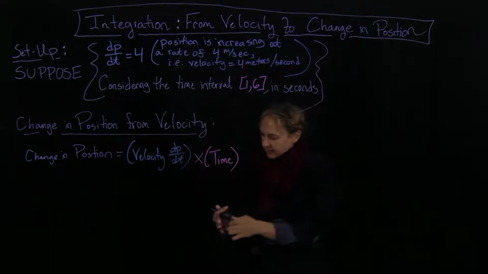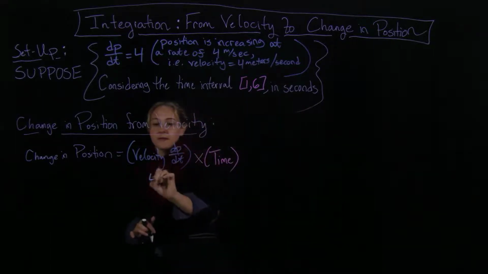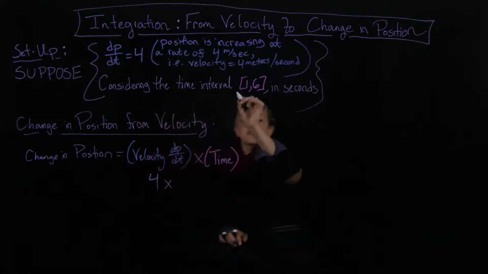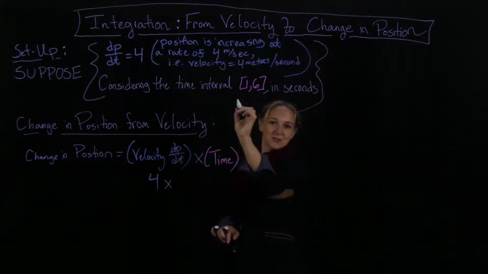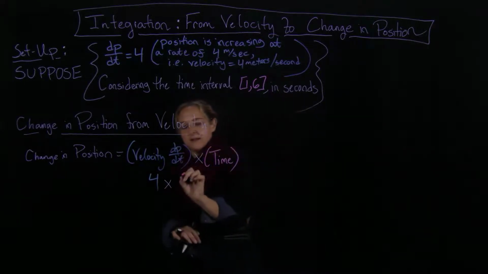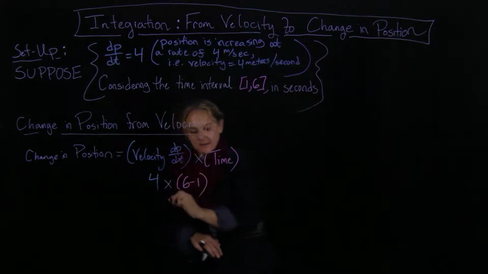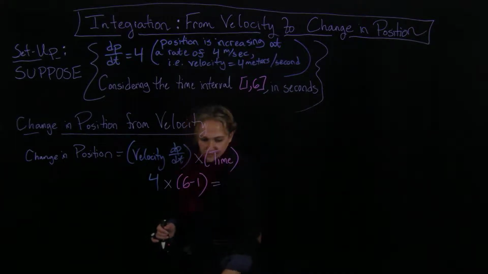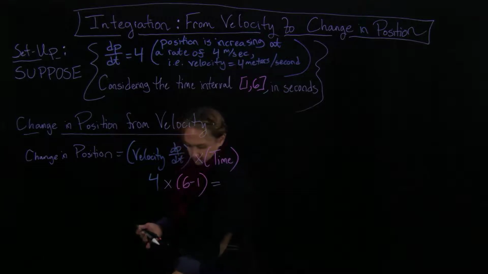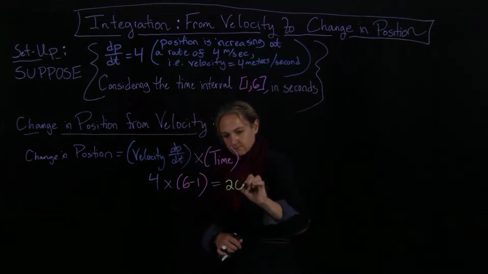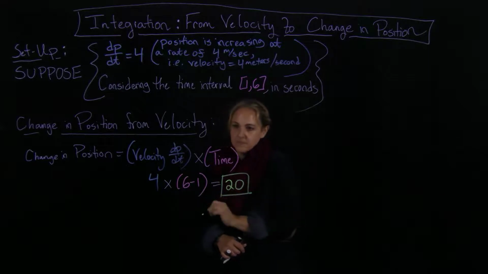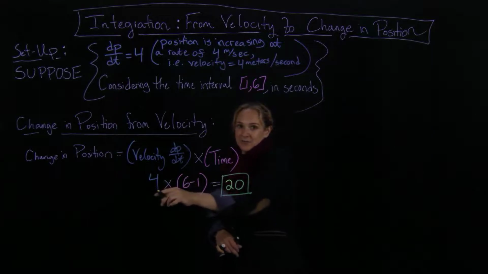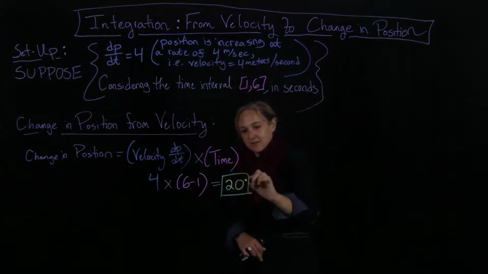So what do we get here? We're going to get 4, because that was our velocity. The time, the length of this interval, is 6 minus 1, so that's 5. So what that outputs is 20. And if we were in meters per second, with time in seconds, you would get out that this is actually in meters.